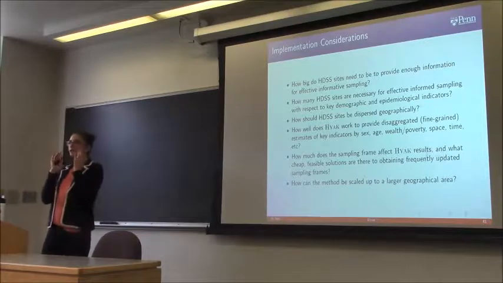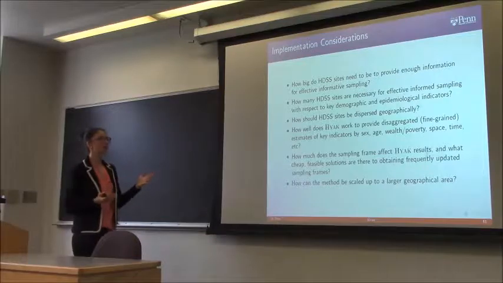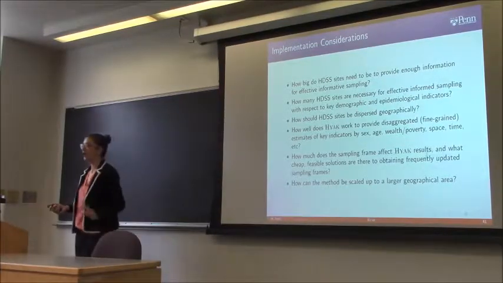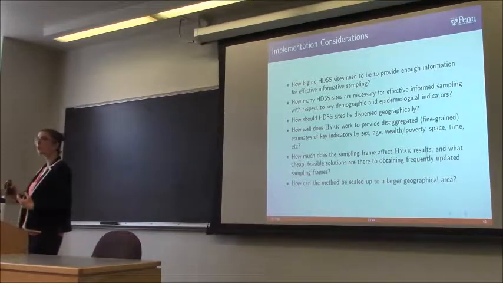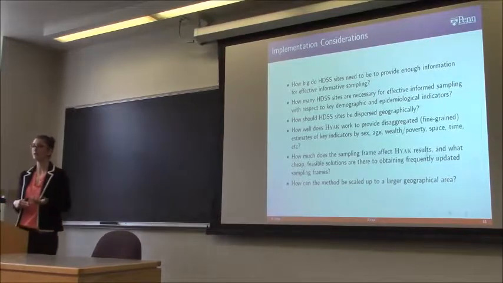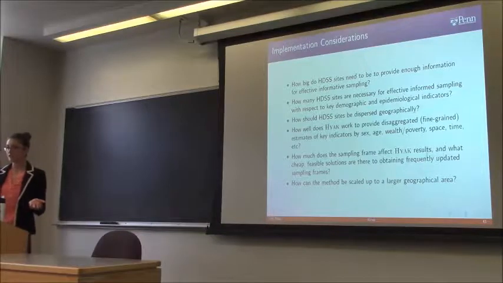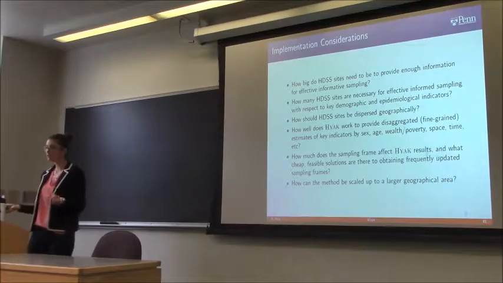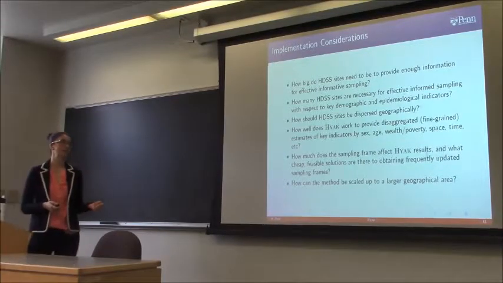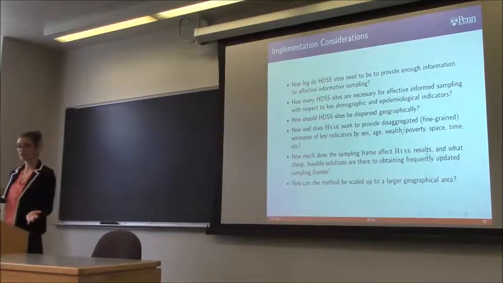So this is really just a very small snapshot into a very small pilot study. So how can we think about taking this to the next step? Well, there's a lot of things that we need to consider. So one question that we didn't even come close to addressing is how large do these HDSS sites need to be in order to provide enough information for effective informative sampling? How many of these sites are needed? How should we disperse them geographically? If we want to get more fine-grained estimates by specific key indicators, how well does it work in that case? We didn't even look at that.